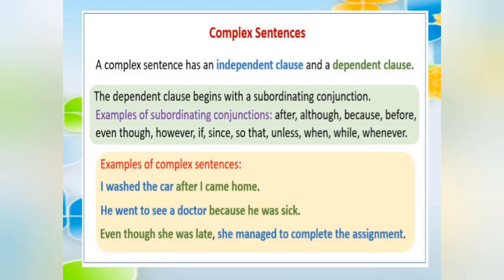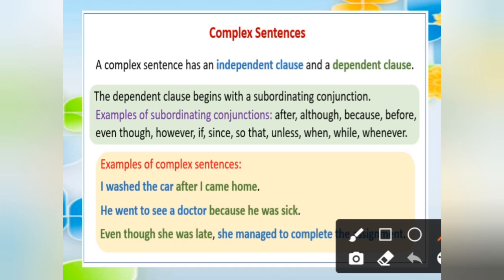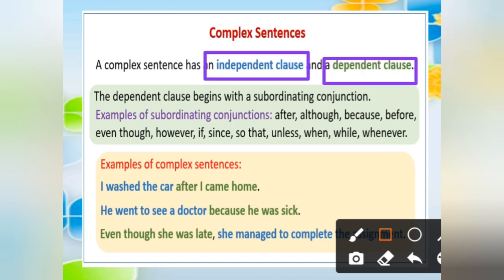Now, what are complex sentences? A complex sentence has an independent clause and a dependent clause, and its opposite. Independent means your sentence is free, it does not require any other sentence. But dependent means the part of a sentence that is dependent upon another sentence. The dependent clause begins with a subordinating conjunction.